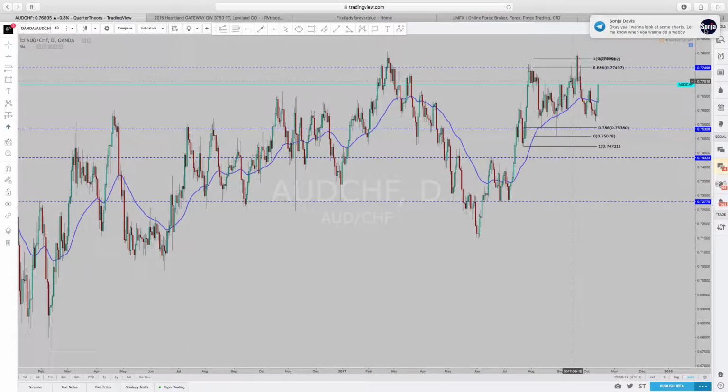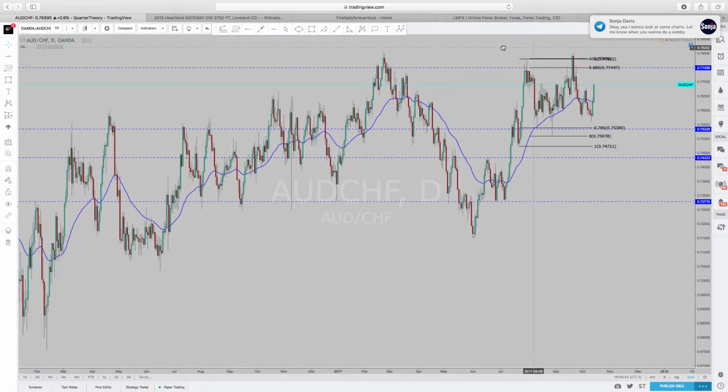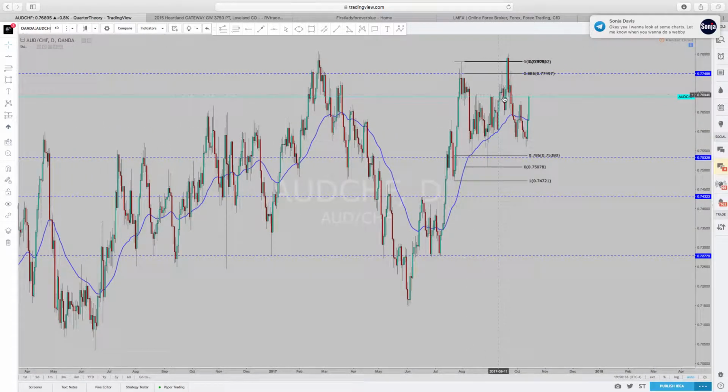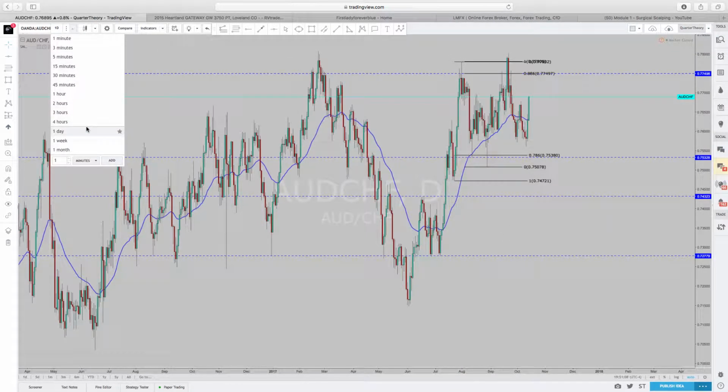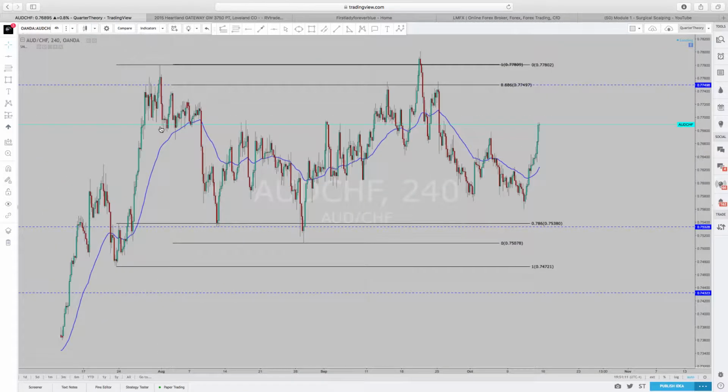It did go above the 886, but the next candle, instead of closing above, actually came back down. So it's more of a test of the 886. So I would still, in my opinion, say that it's quite valid.